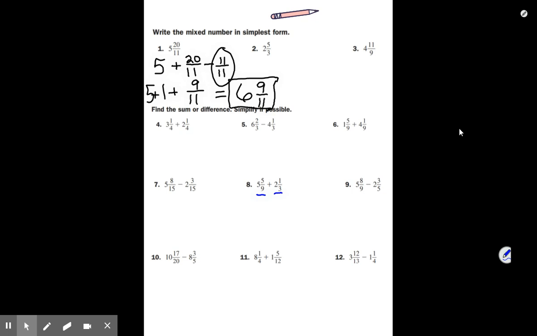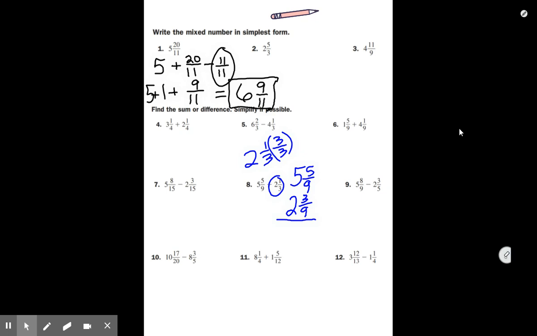Okay, so 9 and 3 have a common factor of 3, don't they? So do I have to change both those fractions? Absolutely not. I can keep 5 and 5/9. But on this one, I need to multiply 1/3 by 3/3. So what is 2 and 1/3? And then I multiply that fraction part by 3/3. 2 and 3/9. Very good.